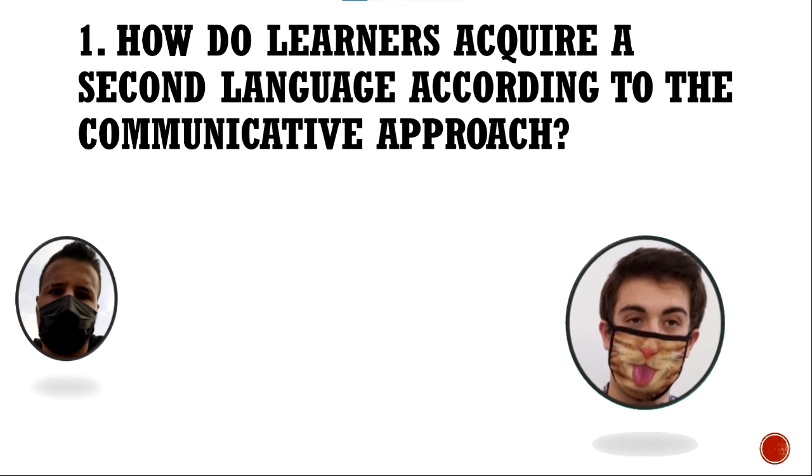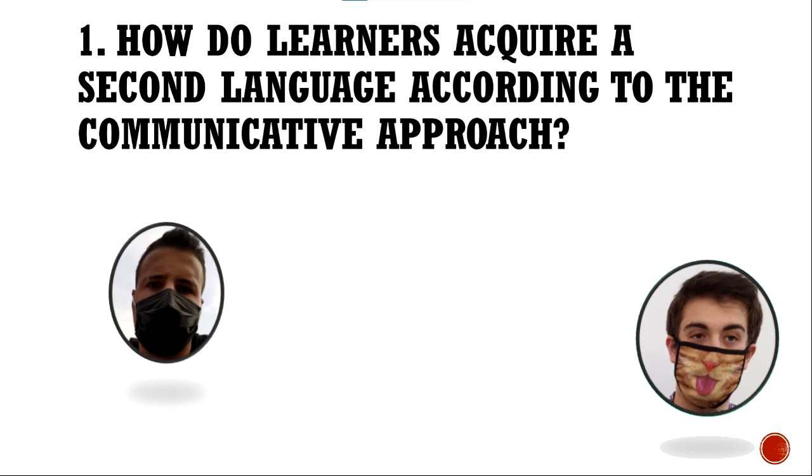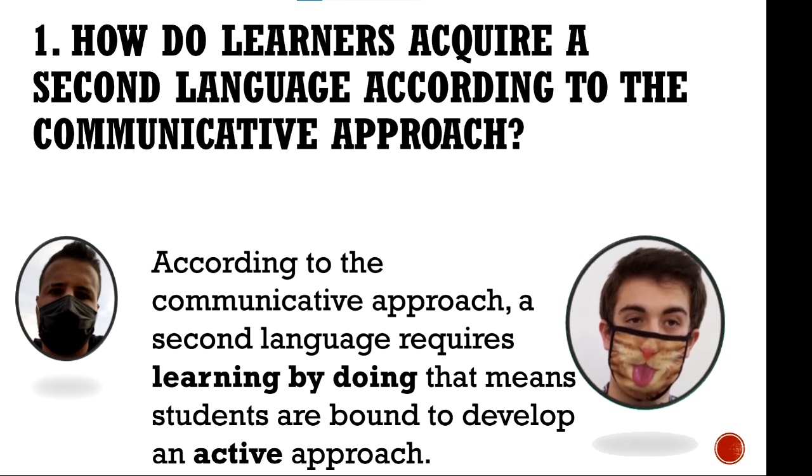I have been listening to you, but I have some questions. Alex, can I ask you the questions? Of course, Umberto, what question do you have? So, how do learners acquire a second language according to the communicative approach? Well, Umberto, according to the communicative approach, a second language requires learning by doing. That means that the student must be active in the learning process.